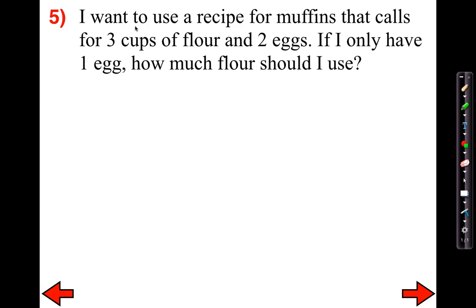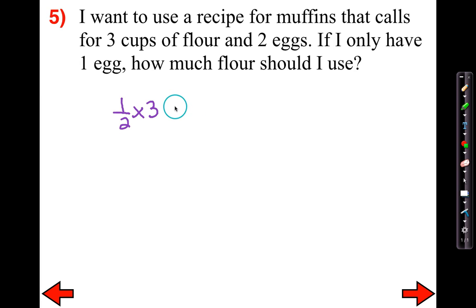Number 5, it says, I want to use a recipe for muffins that calls for 3 cups of flour and 2 eggs. If I only have 1 egg, how much flour should I use? Well, notice the recipe calls for 2 eggs, but we only have 1, which means we only have half of what we need. So guess what? If we only have half of the eggs, I'm only going to need half of the flour, right? So what I'm going to do is just take half of the cups of flour that I would originally need, which is 3. So let's just go ahead and figure out what is half of 3.